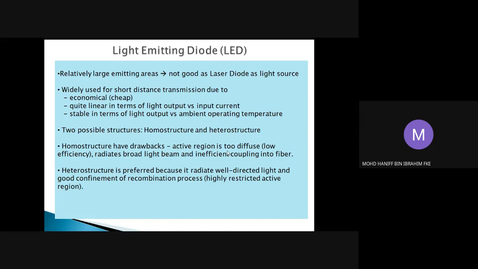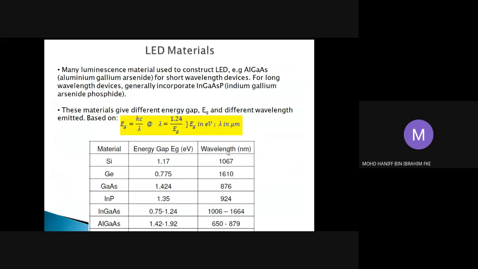Again, this is about the LED material which has been mentioned before. There are many luminescent materials that can be used to construct the LED. For example, aluminum gallium arsenide is used for short wavelength, and for long wavelength devices we have indium gallium arsenide phosphide. These are the materials that can be used to produce LEDs because they are luminescent, meaning they can produce light.